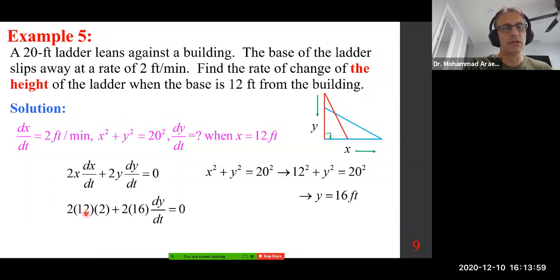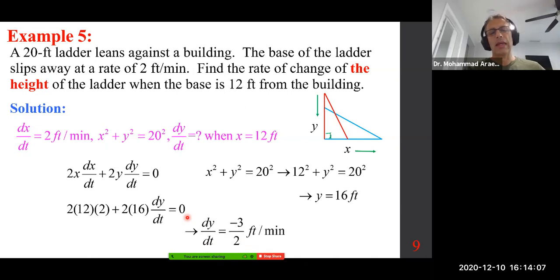Okay, 2 times x times dx/dt plus 2 times y, which we just found, times dy/dt. We can solve this equation, and here's the answer with the proper units. Notice x is increasing, so dx/dt is positive. Y is decreasing, so dy/dt is negative, as it should be.